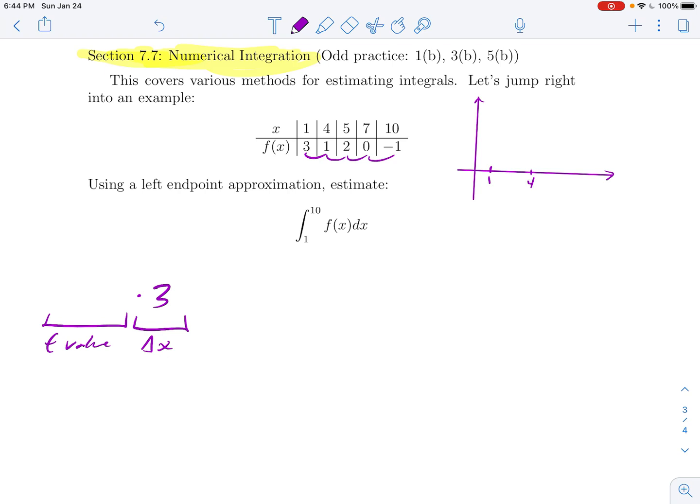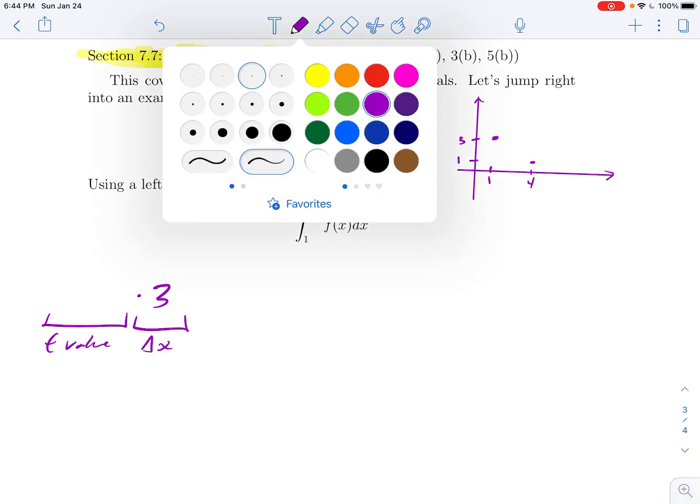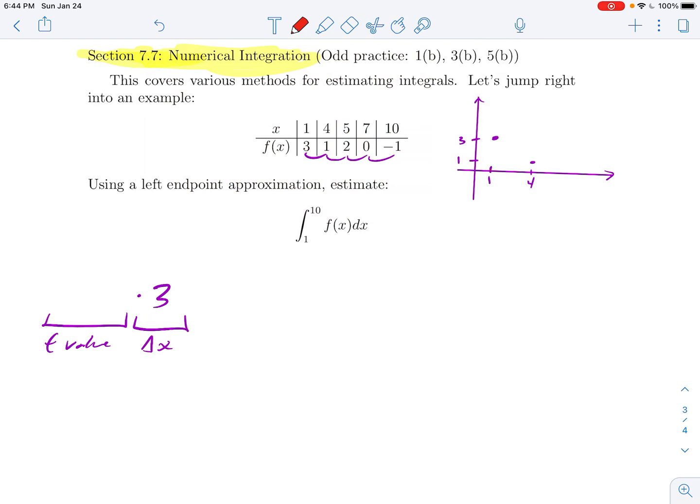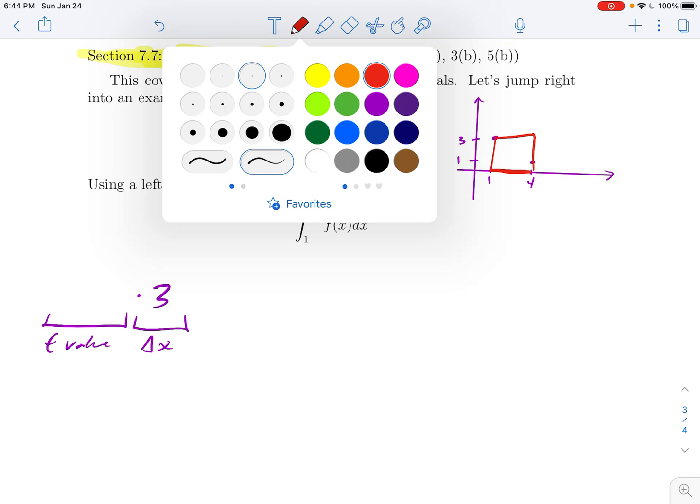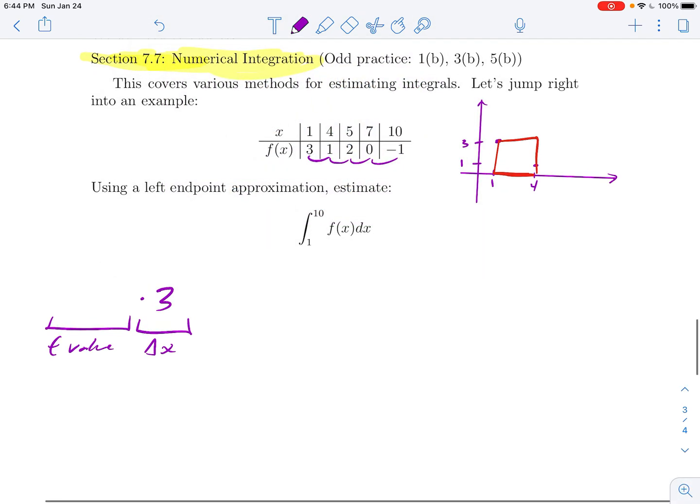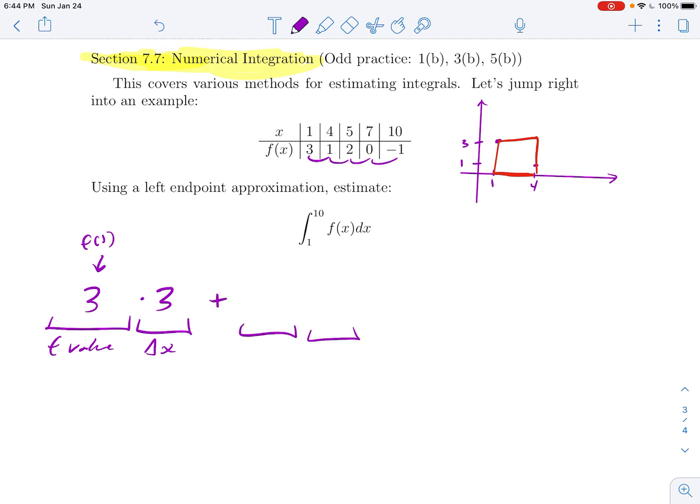But here's x equals 1. Here's x equals 4. The height at 1 is 3. The height at 4 is 1. So when I say a left endpoint approximation, that is like drawing a rectangle. Here's the base of our rectangle. How tall is it at the left-hand side? And at the left-hand side, that's f of 1. So f of 1 is equal to 3. And then we would do this for the 4 different intervals. Function value times the change in x.